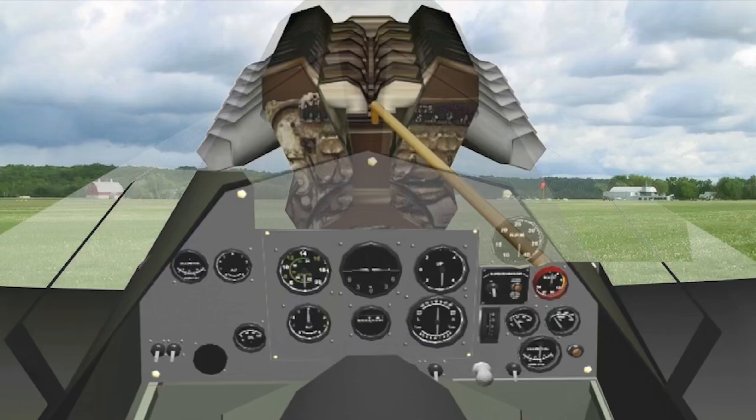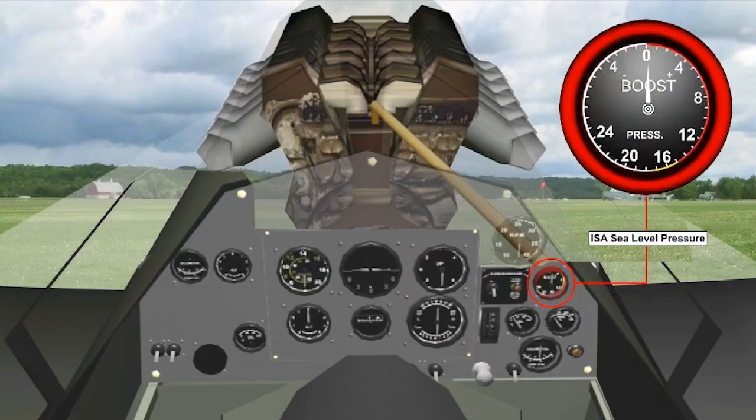In many older engines, particularly British supercharged engines, the pressure in the induction manifold relative to sea level standard pressure is called boost pressure. The boost pressure gauge is calibrated in pounds per square inch above or below standard sea level atmospheric pressure, which is indicated on the dial by the 0 position.